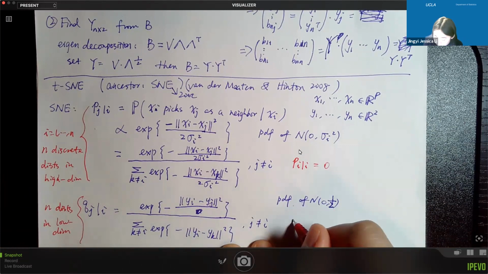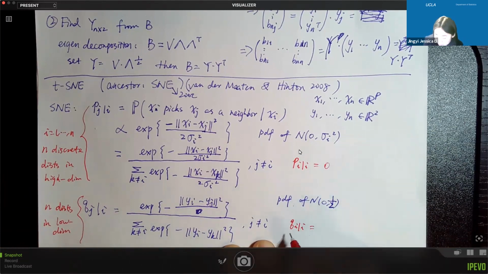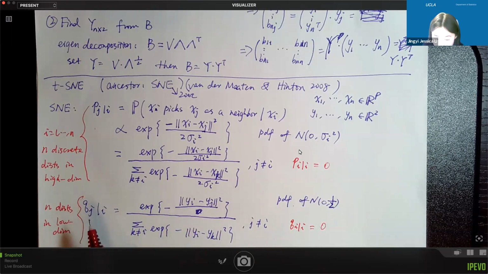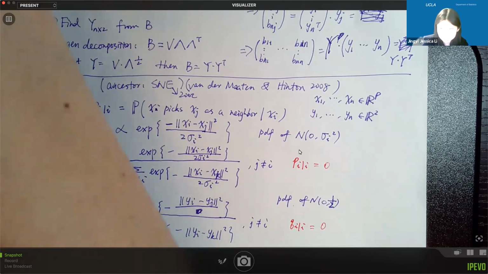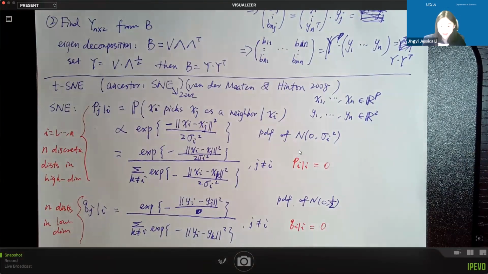Okay, for this low dimension q_{i|i}, for i picking itself as neighbor, we set it to 0. So then the leftover is to find the y_1 to y_n, which are in the low dimensions, so we can make q_{j|i} close to p_{j|i} as much as possible. Okay, so in this case, the original SNE paper basically uses this so-called Kullback-Leibler divergence, short as KL divergence, to find q_{j|i}.